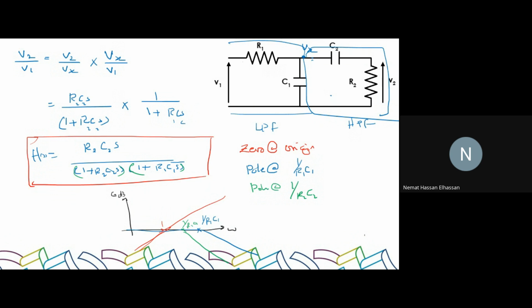Is it clear so far what we're doing? Next step would be to plot the total plot. So just start to add them. From the beginning all the way until 1 over R1C1, what are the contributions that we have? Only the contribution of the zero, the red line, right? So from the beginning all the way here, we only have one line. Between 1 over R1C1 and 1 over R2C2, what do we have?